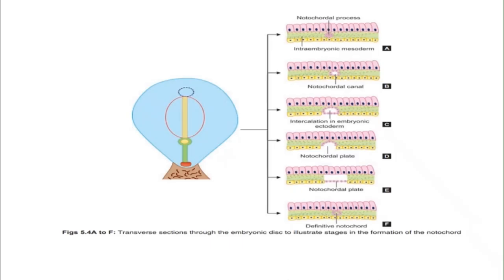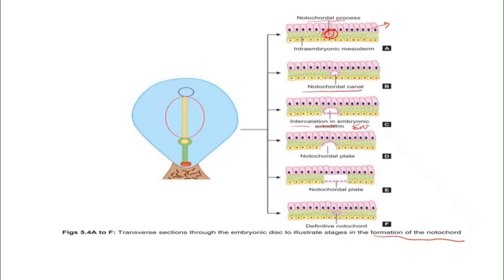In this picture, you can see the rearrangement of the cells and finally the formation of the notochord. In the first picture, you can see a solid mass-like structure that is known as the notochordal process. It lies between the ectoderm, mesoderm, and endoderm. So it is a solid mass-like structure. Next, you can see a cavity is created. Now this structure is called the notochordal canal. Finally, the intercalation in the embryonic endoderm.